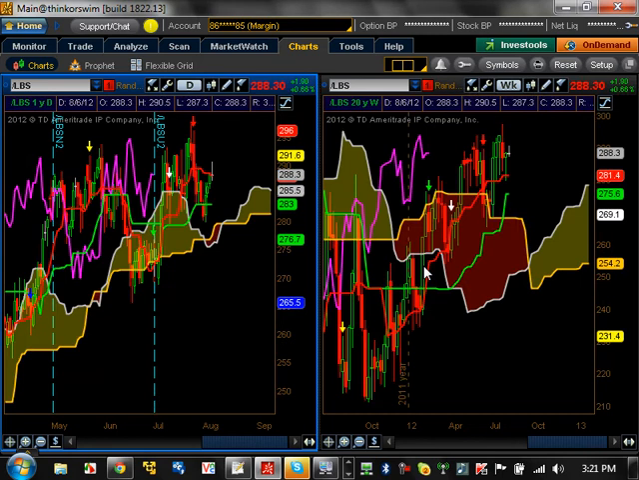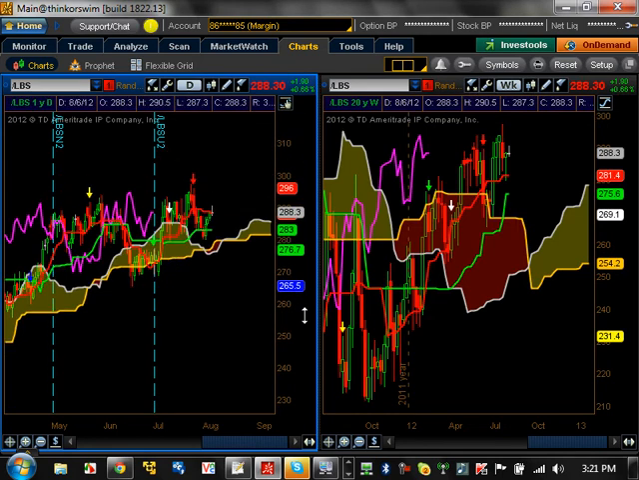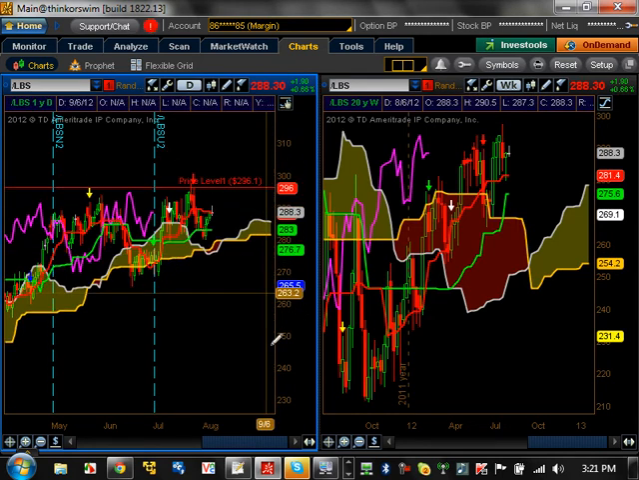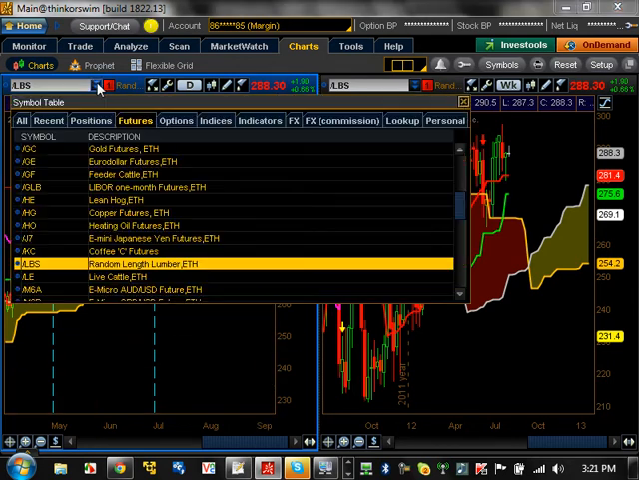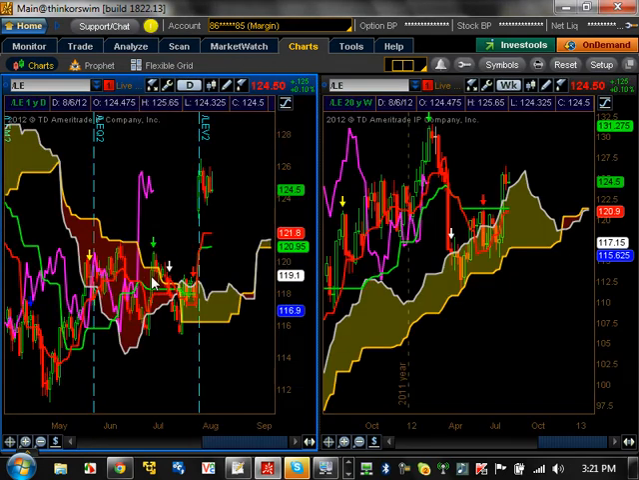Lumber. If you look at lumber, basically nothing going on. It's just ranging right now. Top of range is right there at 296. Support basically is going to be at 283. If it breaks 296, it does have a possibility of starting a bullish trend moving forward.